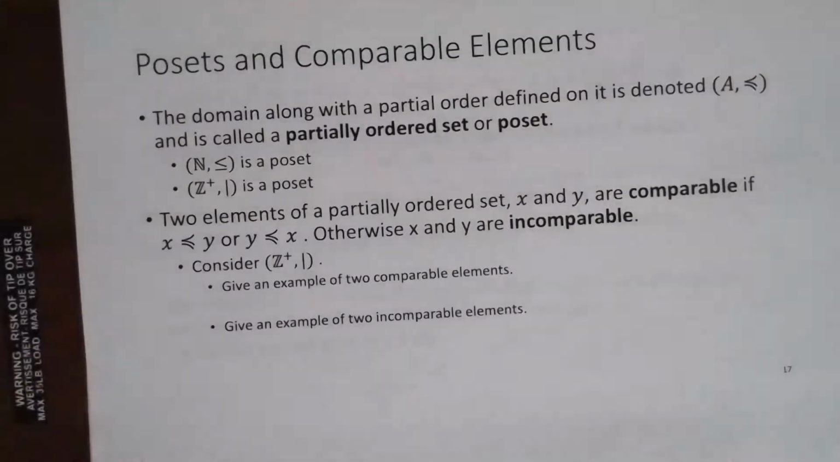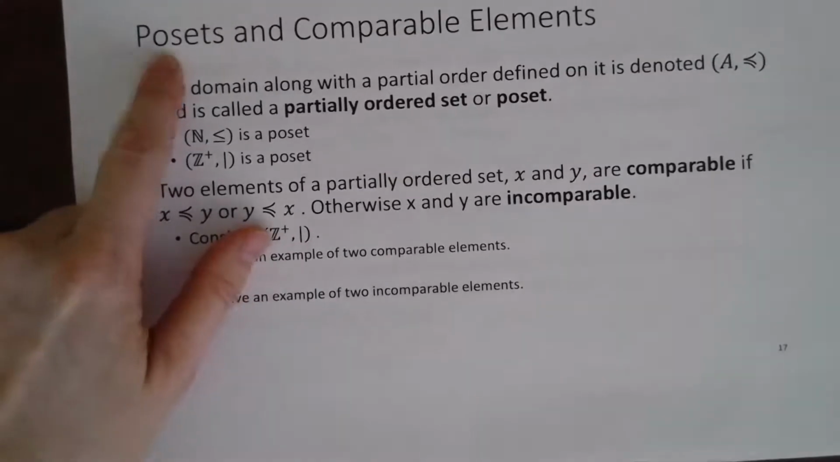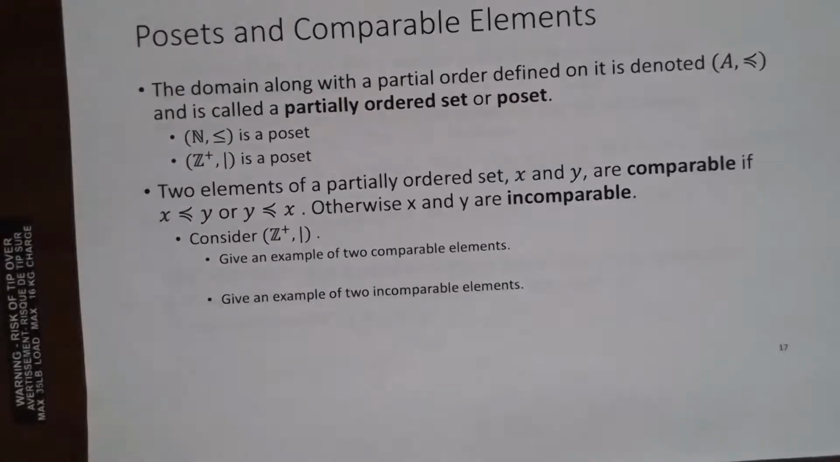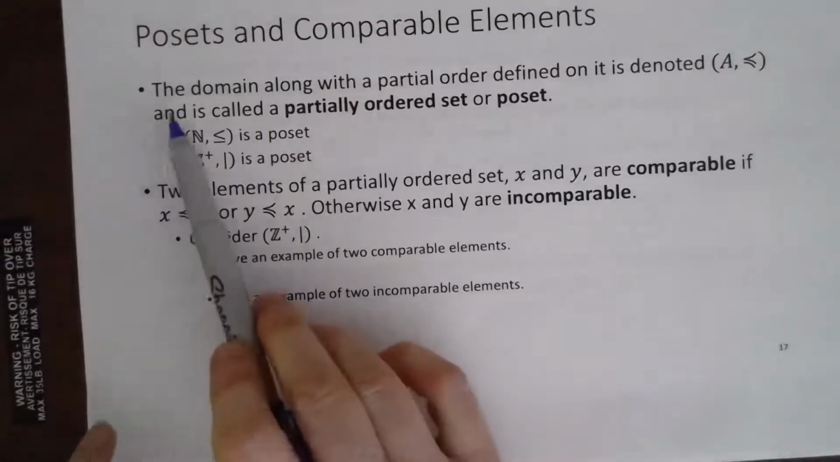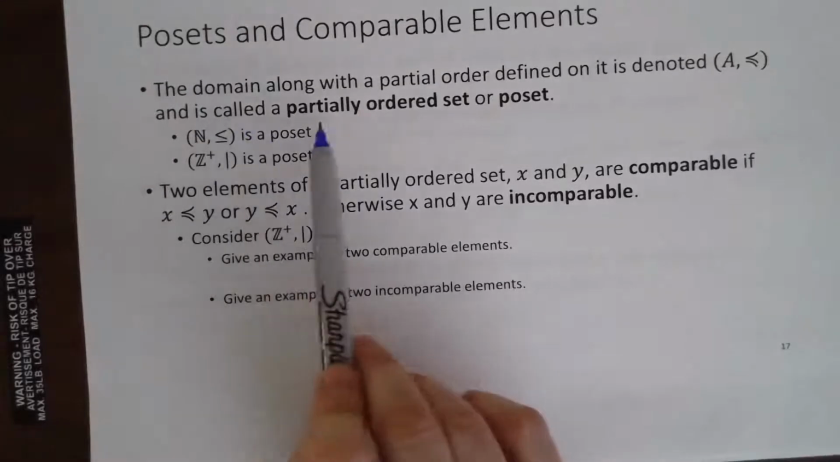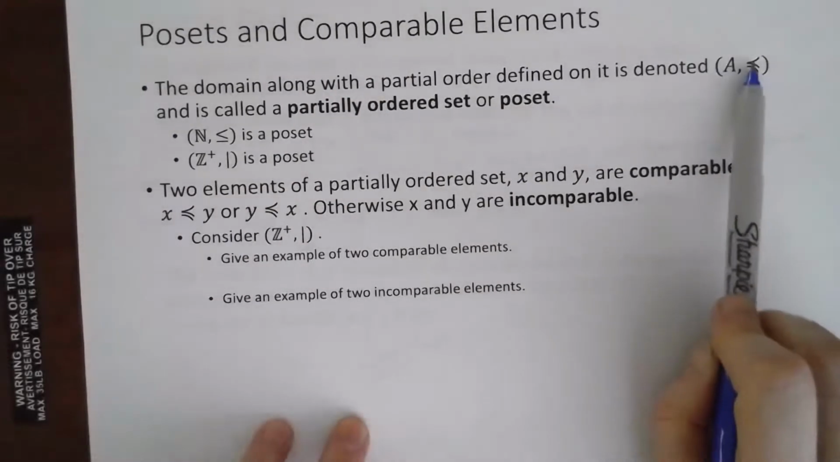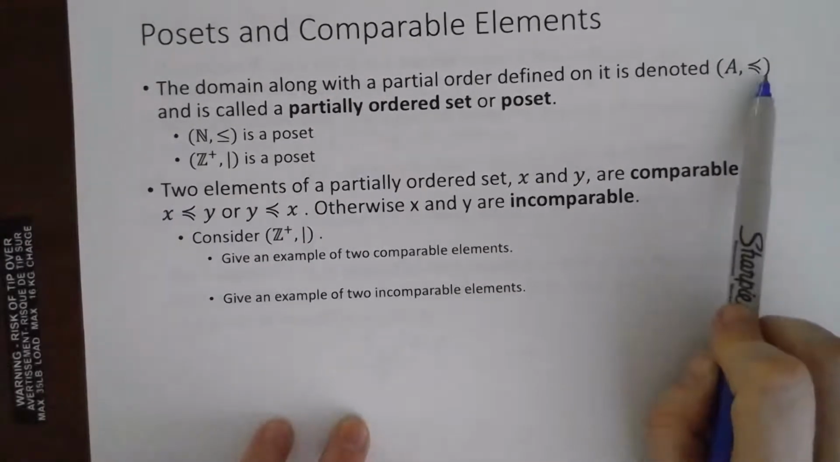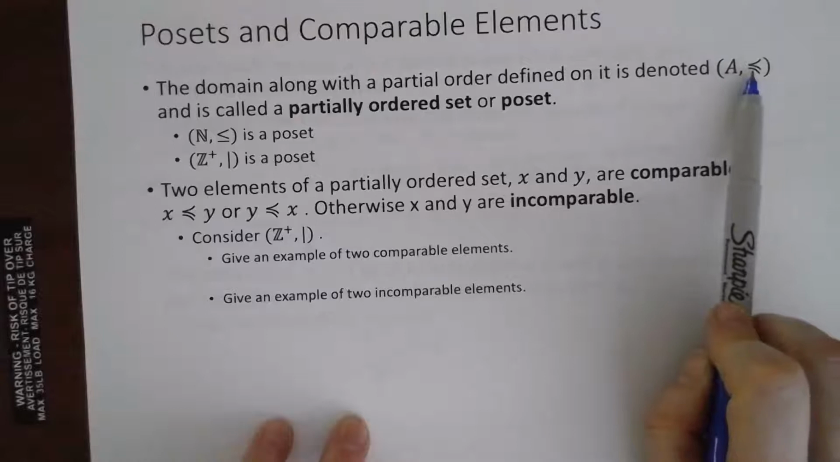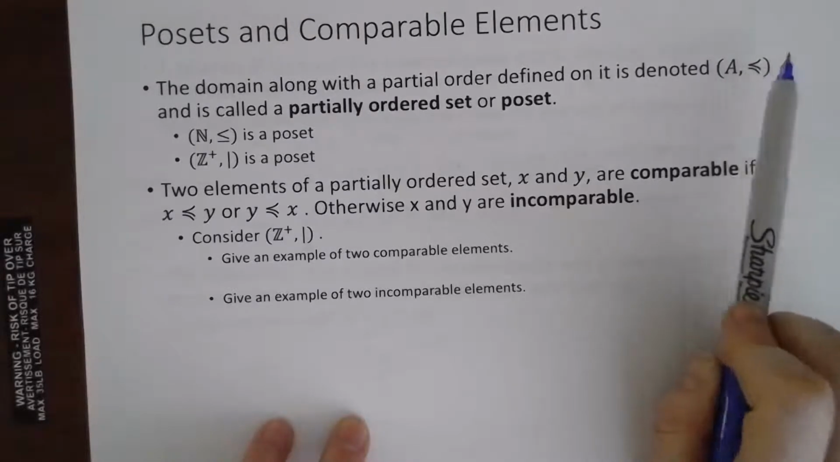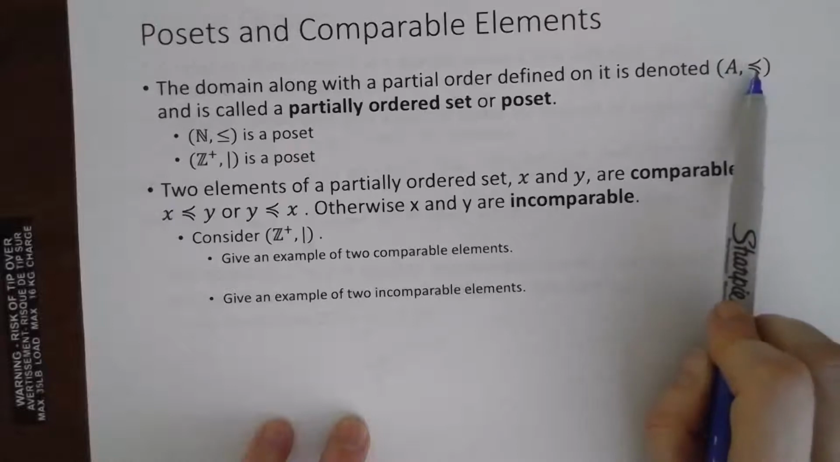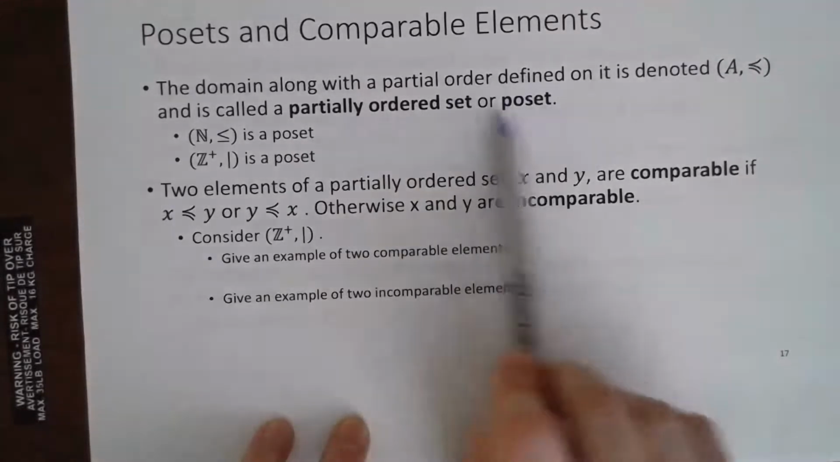So we have a nickname. Instead of saying partially ordered set, that's too long for us to say, so we call it a poset. Whenever we have the domain set, along with whatever partial order we define, remember this has to be some kind of relationship that's reflexive, antisymmetric, and transitive. When you put those two together, that's called a partially ordered set, or a poset.